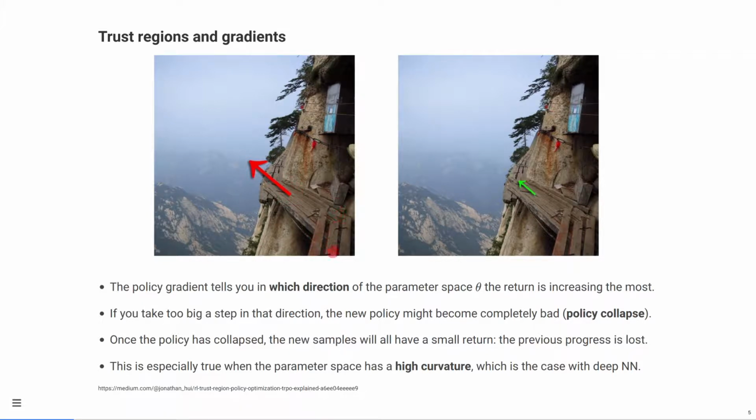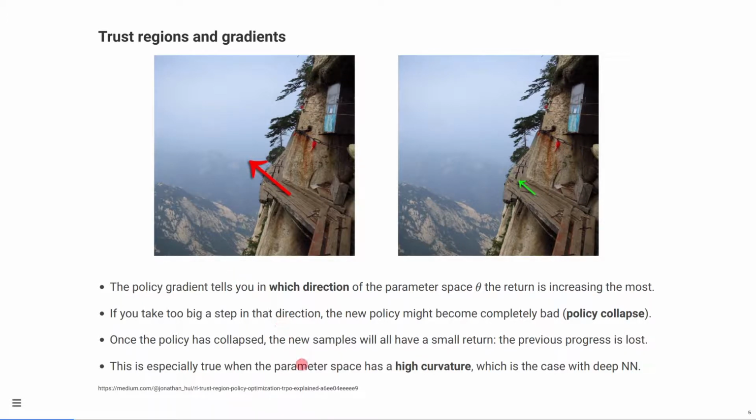So if you imagine what you are trying to optimize is the altitude, you're trying to follow this path and go to the top of the mountain. And here that's the parameter space, so that's the position here in 2D. Your gradient is going in that direction. And if you take too big of a step, maybe you fall in a region where the returns become 0.